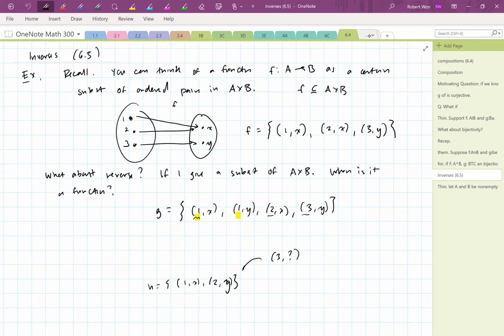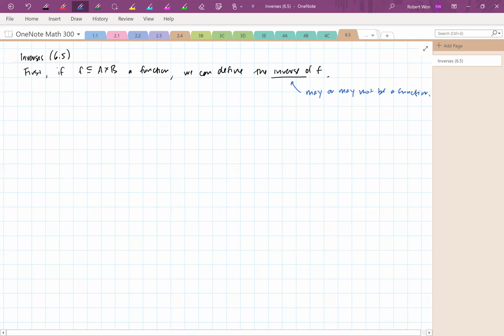Okay. So the first thing I'm going to do today is define the inverse of a function thought of as a subset of the Cartesian product. Okay, so first, if we consider f a function, we can define the inverse of f. Now the key point here is that I'm not saying it may or may not be an inverse function. I'll define it in a second. I haven't defined it yet. But for every single function f, not every function will be an invertible function, but we'll always be able to define a certain kind of inverse.